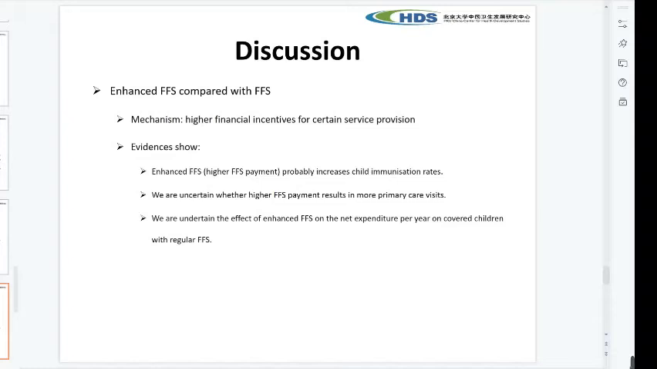The last one is enhanced fee-for-service compared with the normal rate of fee-for-service. The assumption is also that higher financial incentives linked to the delivery of services can motivate certain service provision. The evidence shows that enhanced fee-for-service probably increases the children immunization rate, but we are uncertain whether higher fee-for-service payment results in more primary care visits. We are also uncertain about the effect of enhanced fee-for-service on cost and other health outcomes.